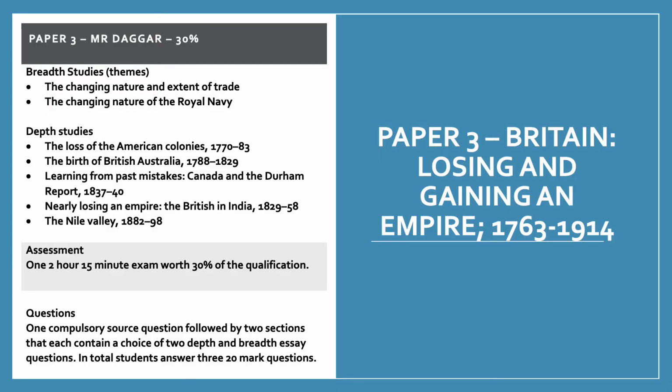In terms of paper 3, it is Britain: Losing, Gaining Empire from 1763 to 1914. This involves 2 breadth studies, which are the changing nature and extent of trade and the changing nature of the Royal Navy. In addition, there are 5 depth studies that look at America, Australia, Canada, India and Egypt, and again they are extremely detailed and very interesting, particularly in the current climate where the nature of the British Empire is being debated quite openly. It gives students an insight into that and a well-rounded view on those issues, both the good and the bad of the British Empire.